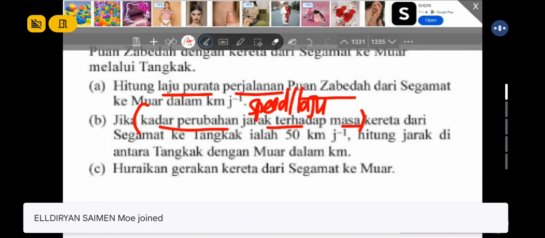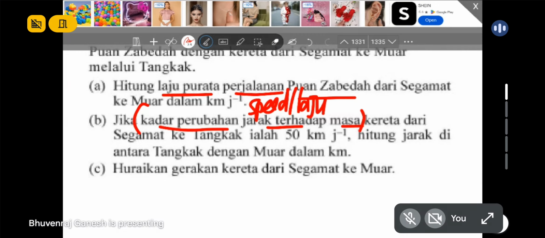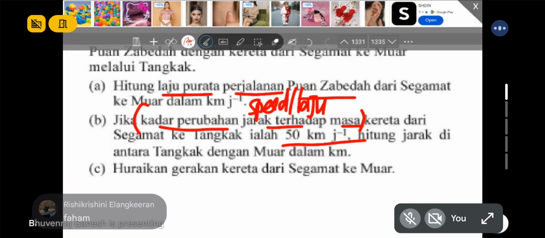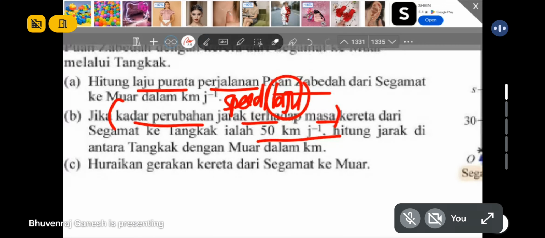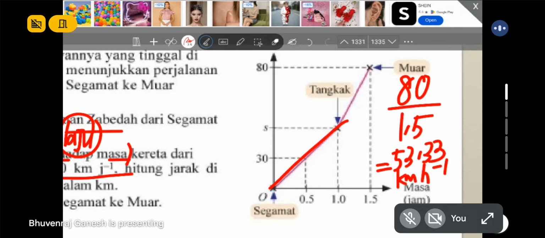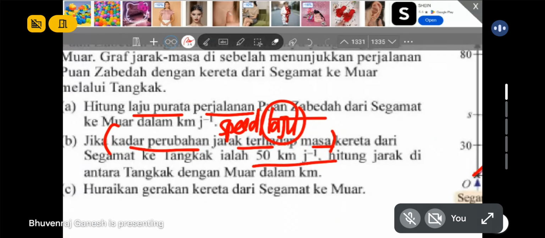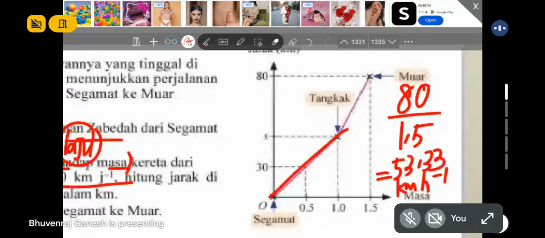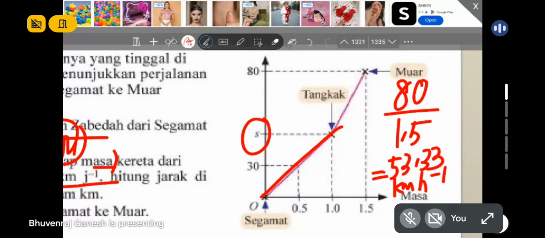Jika laju kereta dari Segamat ke Tangkak ialah 50 km per jam. Faham tak? Sebab kadar perubahan jarak terhadap masa ialah laju. This is the thing you must get. So Segamat to Tangkak. Focus on this part. They want you guys to find Tangkak to Muar. So kamu kena cari S lah.